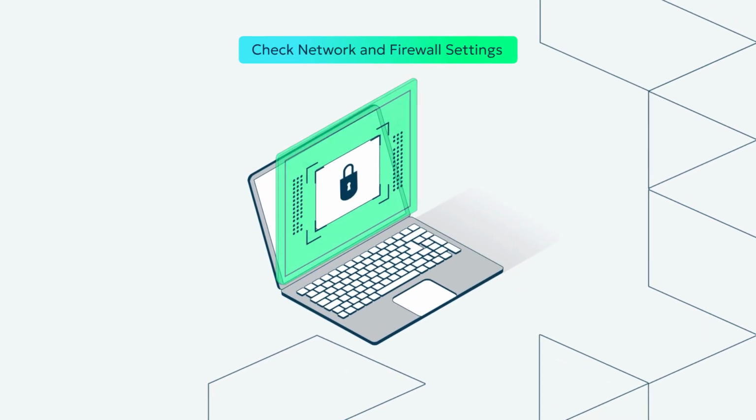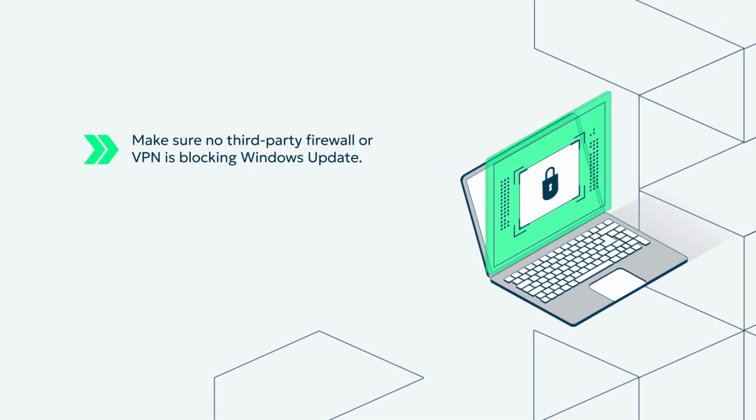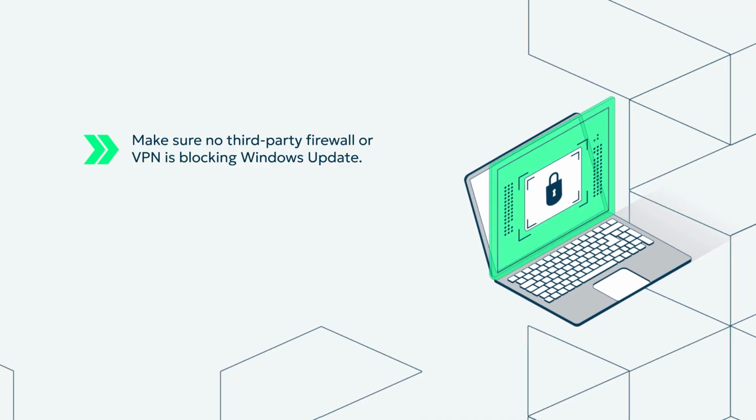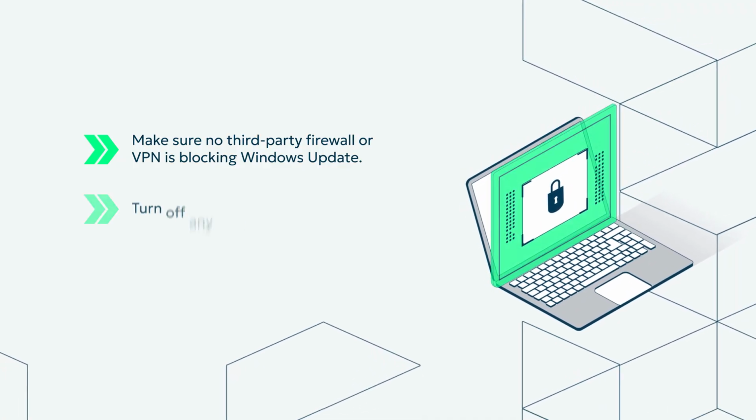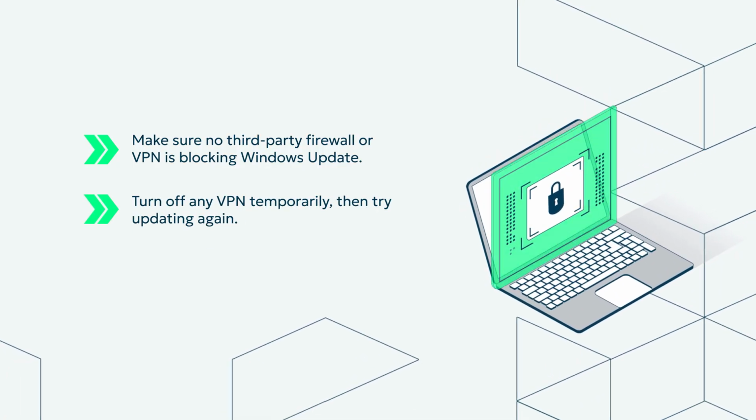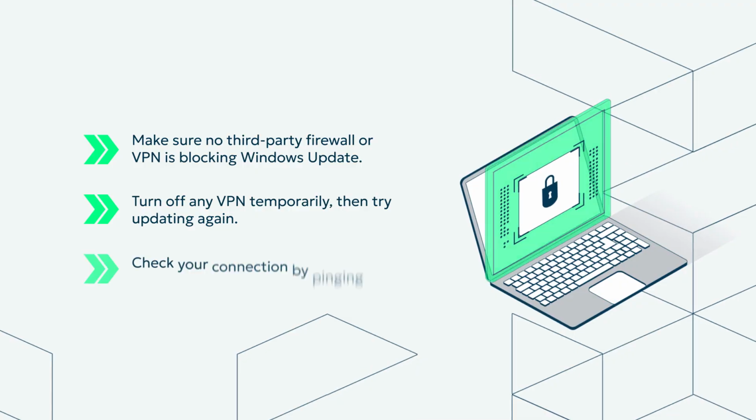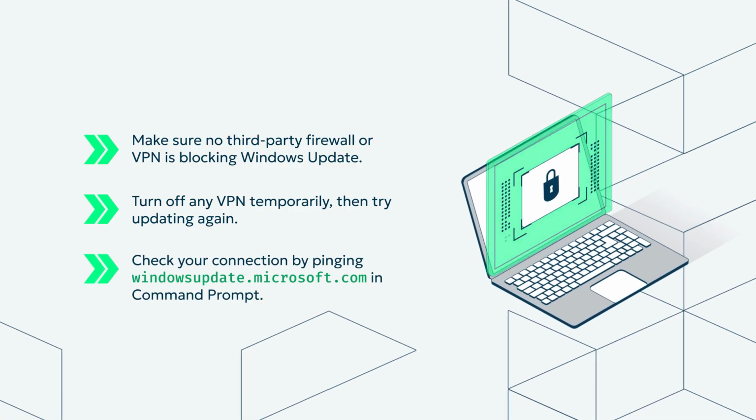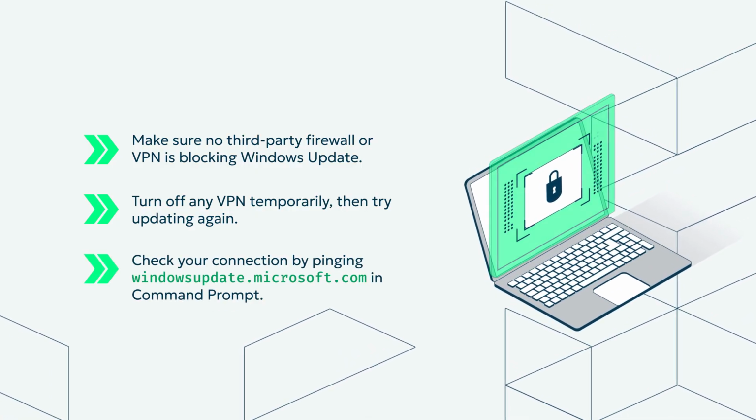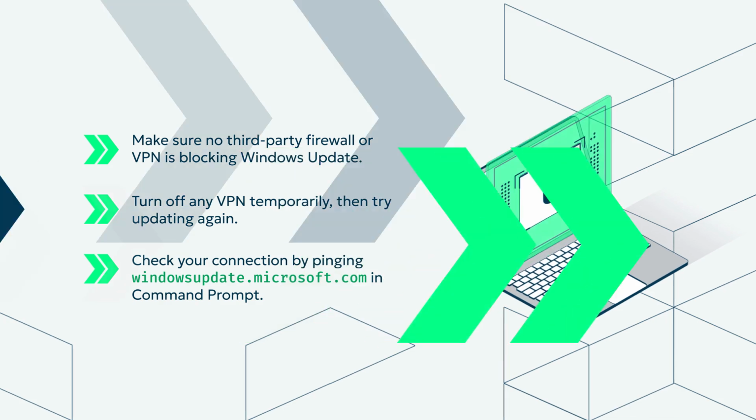Check network and firewall settings. Ensure no third-party firewalls or VPNs are blocking Windows Update servers. Temporarily disable any VPNs and try the update again. Test your connection by running a ping command to windowsupdate.microsoft.com in Command Prompt.